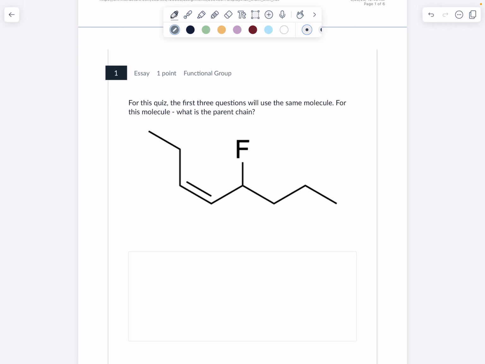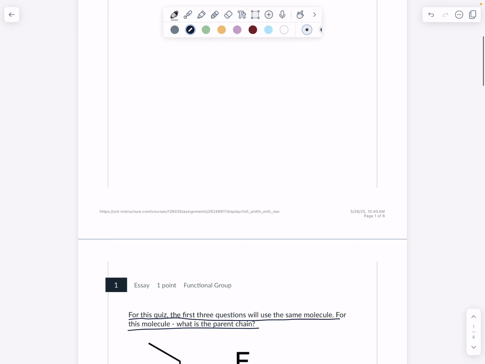Okay, so for the first question, this is nomenclature. For this quiz, the first three questions will use the same molecule. For this molecule, what is the parent chain? So the goal of this question was really to get you to break down the steps that I use for nomenclature, which is 1, identifying the parent chain.